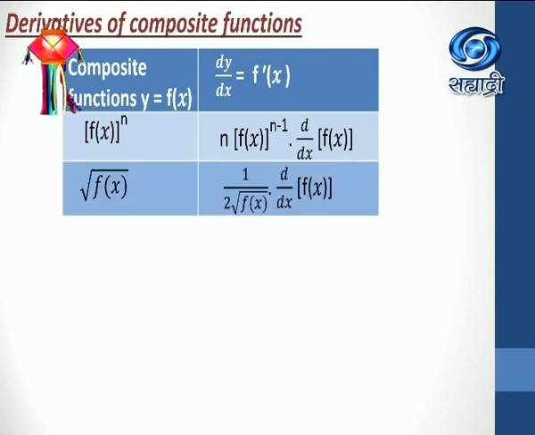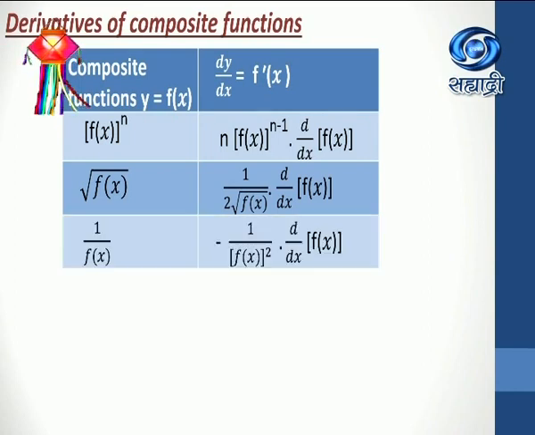The second function is under root f of x. We know that the derivative of root x is 1 upon 2 root x. So the derivative of root f of x is 1 upon 2 root f of x into the derivative of f of x with respect to x. Here don't forget to take the derivative of f of x with respect to x. The next function is 1 upon f of x. We know that the derivative of 1 upon x is minus 1 upon x square. So the derivative of 1 upon f of x is minus 1 upon f of x whole square into the derivative of f of x.